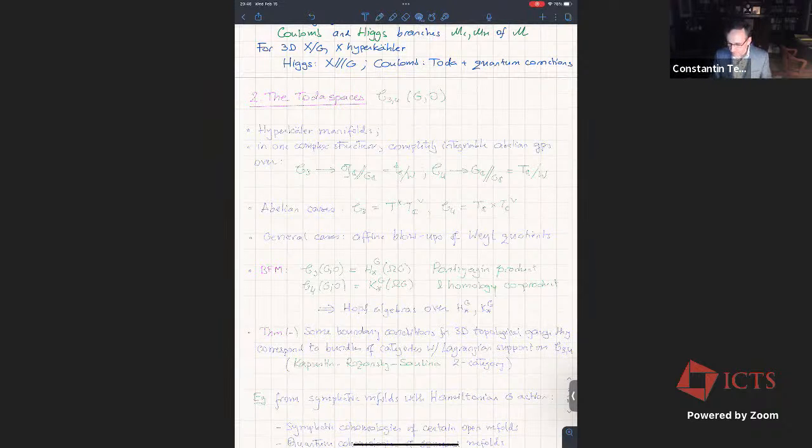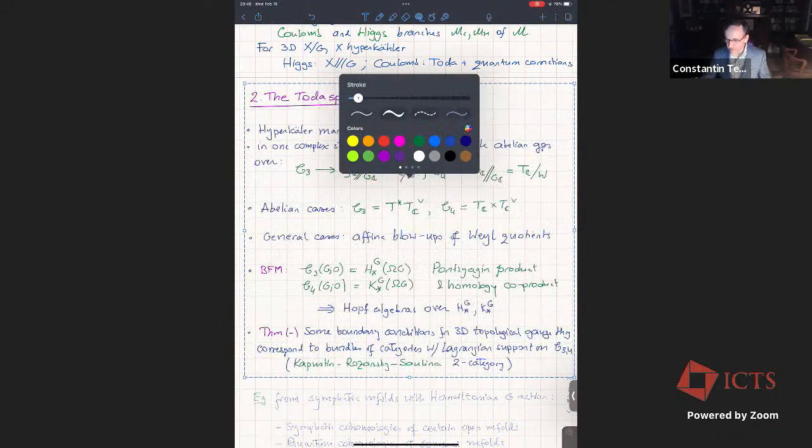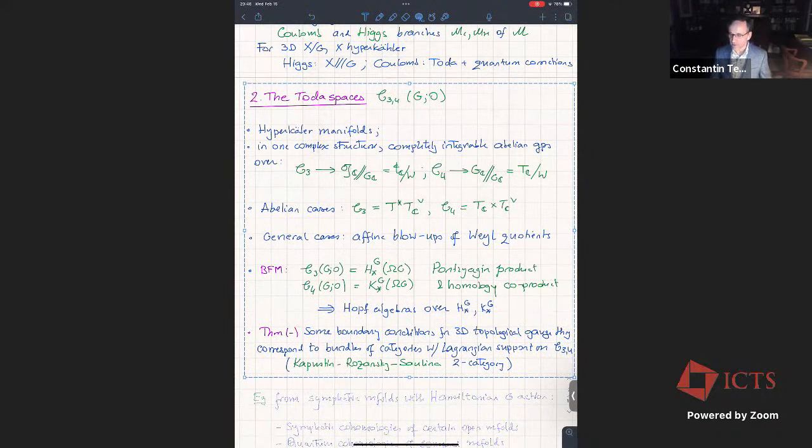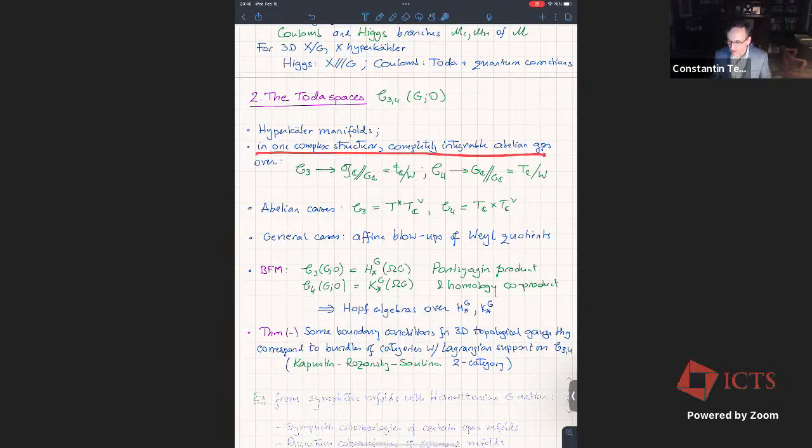So the first ingredient I want to remind you of are the Toda spaces, which are the Coulomb branches for pure gauge theory, for the zero representation. And what we know about them, built over time, I mean, they go back, of course, decades, the original construction. We know they're hyperkähler manifolds. In one of the complex structures, they are completely integrable, abelian group fibrations over their bases.